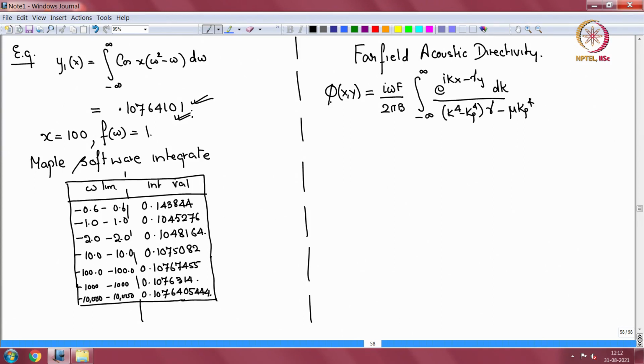Okay. So we will consider r tending to infinity. And what is r? r is equal to the square root of x square plus y square, where x is r cos theta and y is r sin theta.